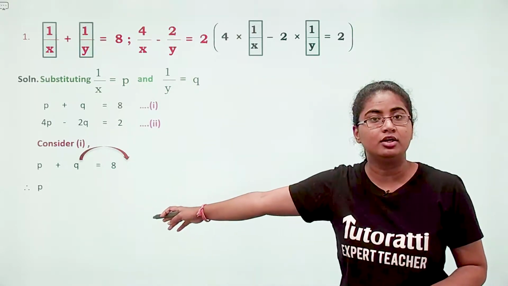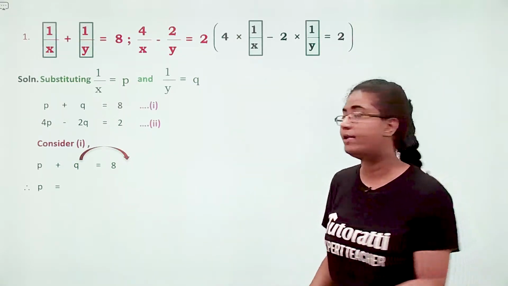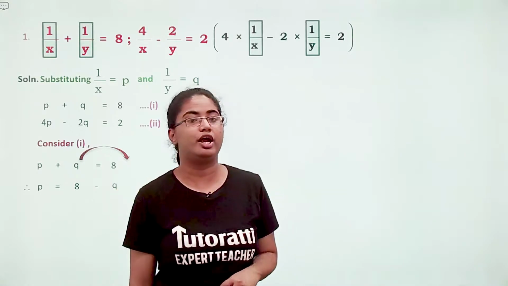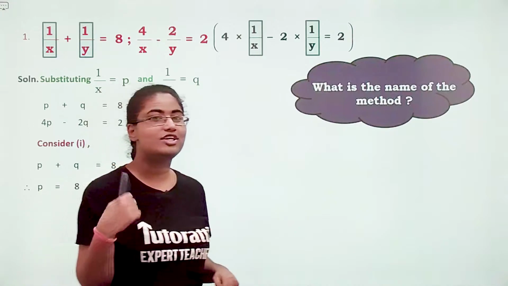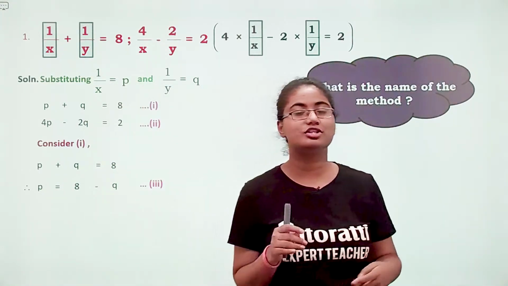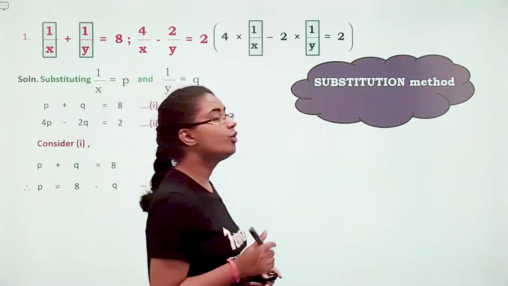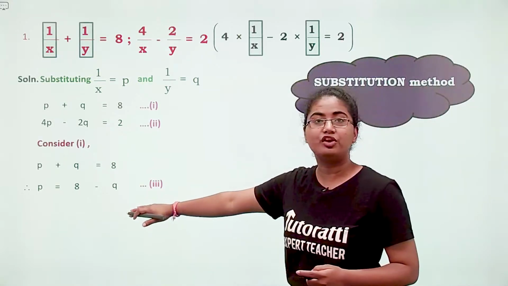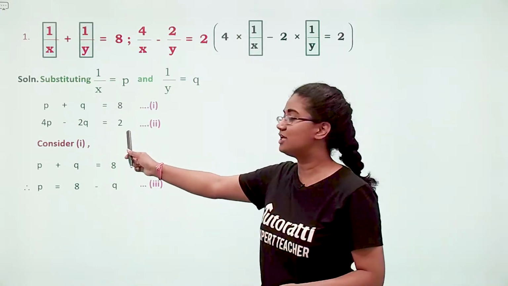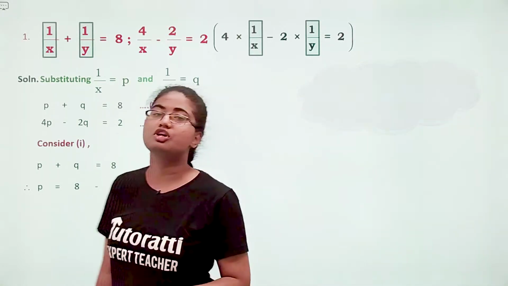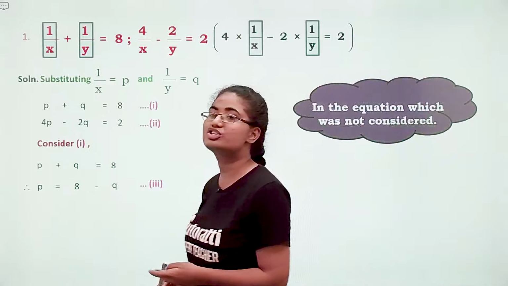Substitution याद है ना? p is equals to something, q is equals to something. So that is how you get it. 8 minus q. Alright, नया equation बन गया. Equation number 3. What is the name of this method? Consideration किया, p is equals to something लाया, q is equals to something लाया. Substitution. The name of the method is substitution. So what do you substitute? You put equation number 3 कहाँ? In the equation that we did not consider. So that is the second equation. Okay, we need to substitute the third equation in equation that we did not consider, which is equation number 2.